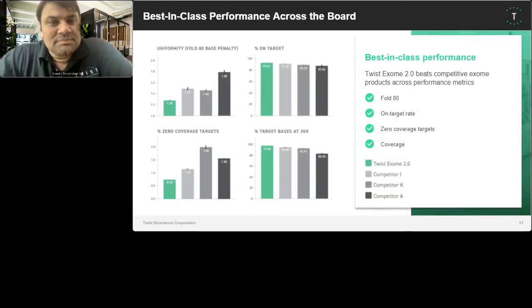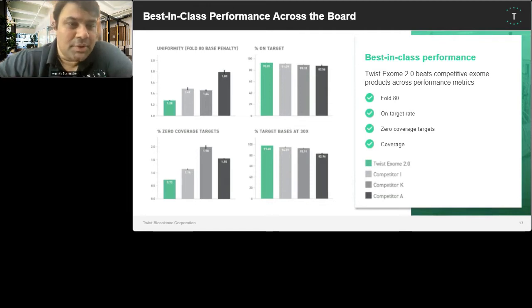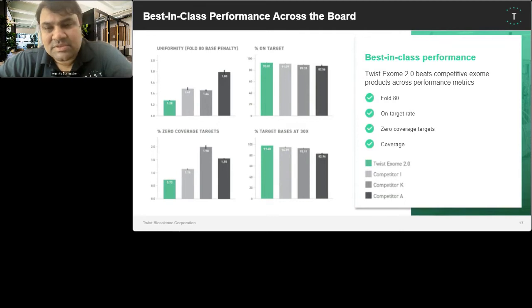So here are the metrics that I'm waiting to show to you guys. The first thing is the uniformity. Twist already has the best uniformity in its class, and we outcompeted ourselves this time. With Exome 2.0, you consistently get a fold-80 uniformity of less than 1.3. What this means is the bias in the sequences that you get is pretty minimal, and you can see that compared to the other vendors, we are way better when it comes to uniformity.